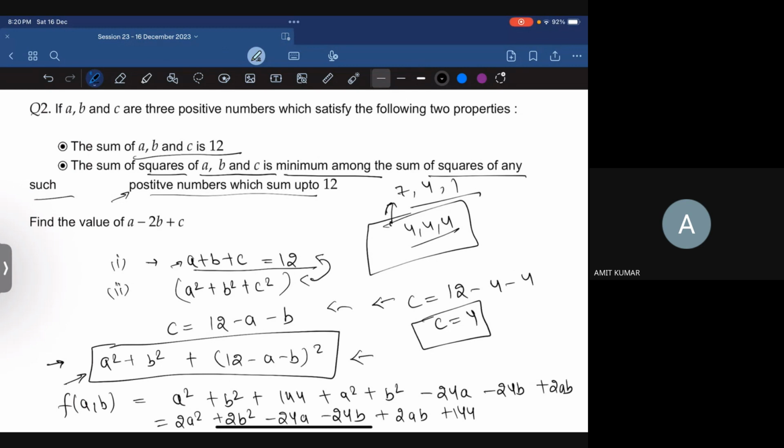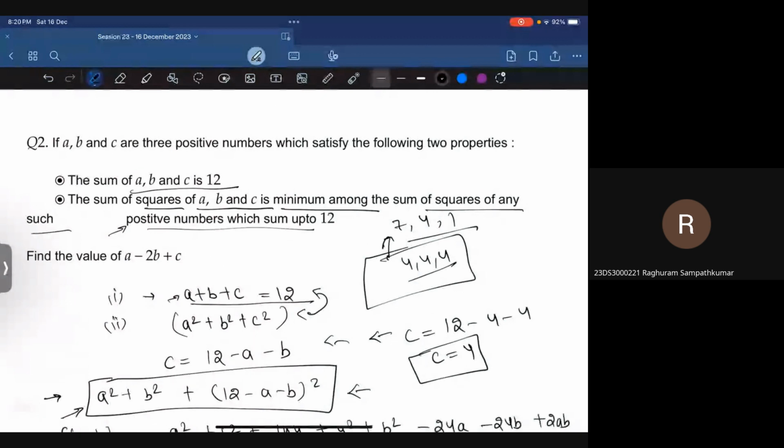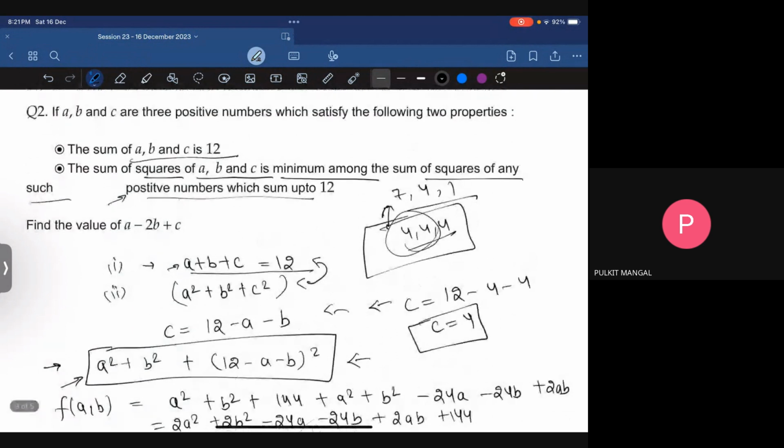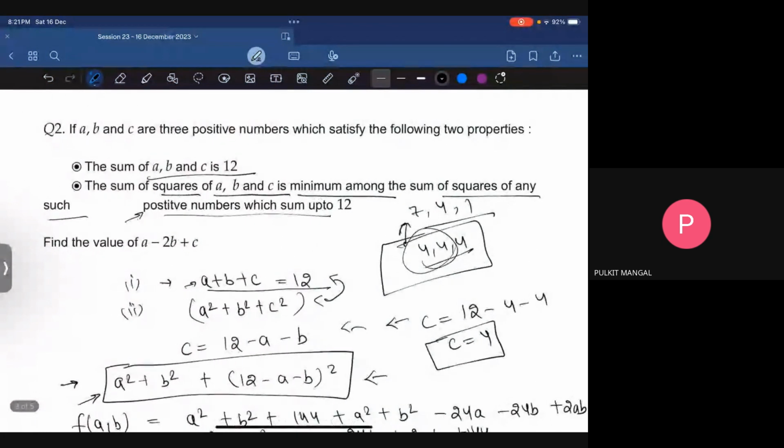Okay, sir. Thank you. So if we draw this equation in a chart, we will see the minimum value is attained when a, b, c are 4, 4, 4. Yes. The minimum will occur at the point 4, 4. Now, any more questions from this?